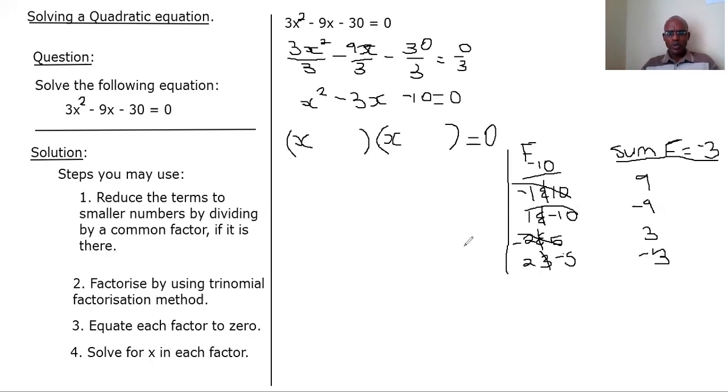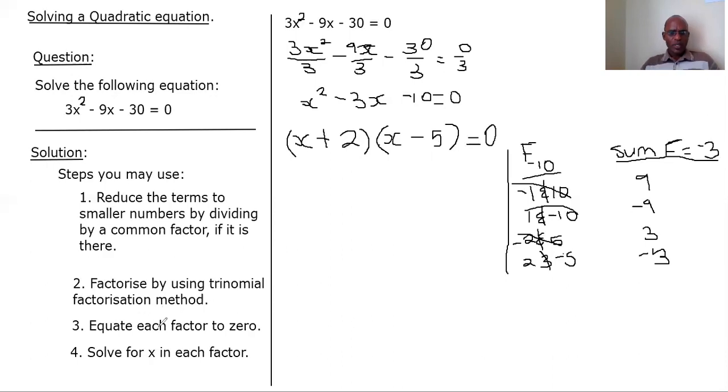So I'm just going to put them the way they are, right? I'll start with the positive one, which is plus 2. And here it is going to be minus 5. Right, I've factorized. Now, since I've factorized, I move on to the next step, number 3.